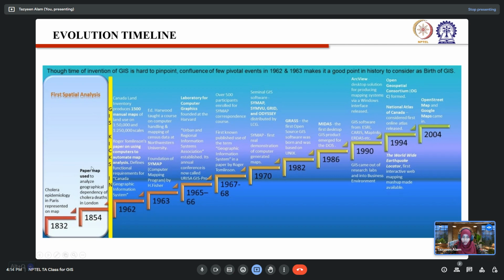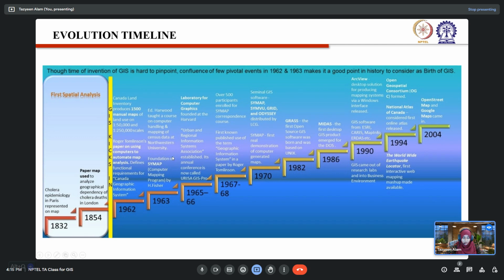Next, we used paper maps. So this transformed into a paper map that was used to geographically analyze the dependency of the cholera deaths in London in 1854. So this is how GIS actually kicked in. This is how the concept of GIS or spatial analysis came into the usability of people. And then from 1962 onwards, we had various other processes going on. First, which we have already discussed, is the Canada Land Inventory, which produced almost 1500 maps. So here paper was being used on computers to automate map analysis.